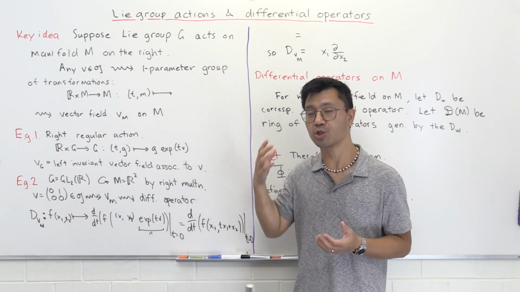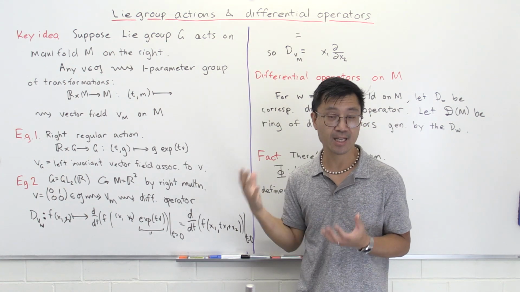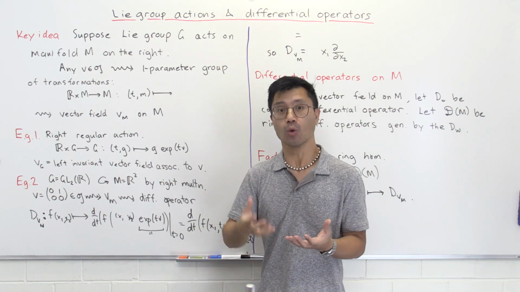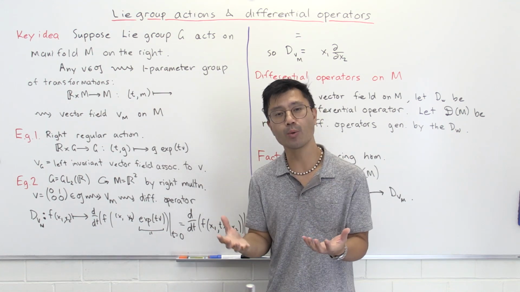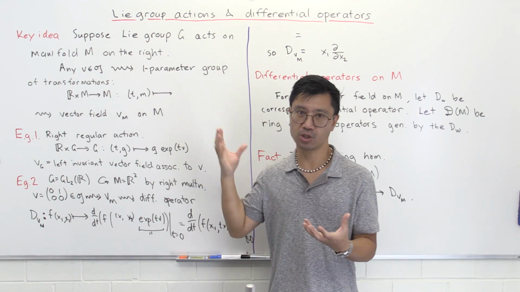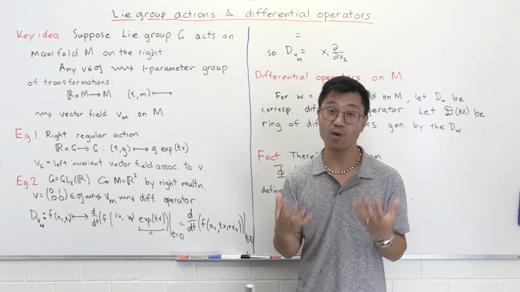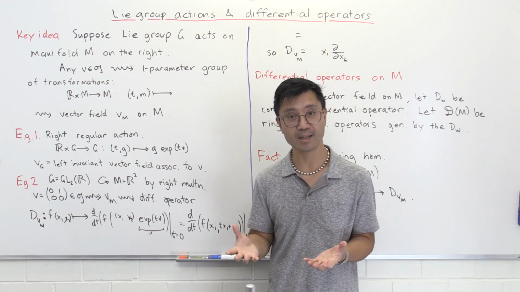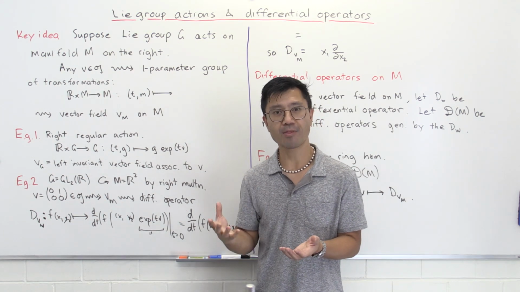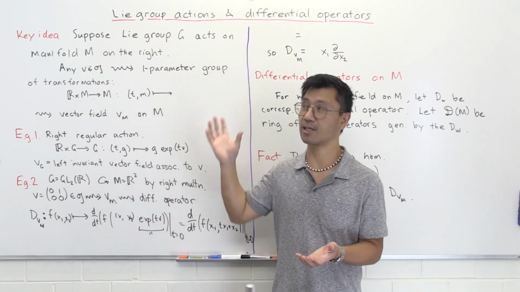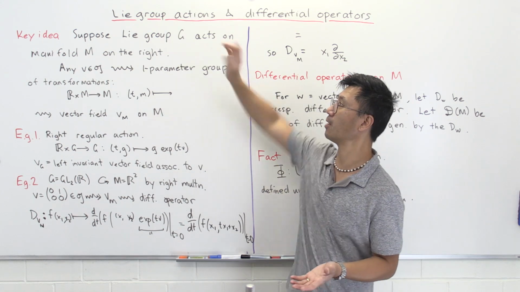In this video, I want to show you how, if you're given a Lie group action on a manifold, we can get differential operators out of that. And in so doing, what this will allow us to achieve is we can describe the universal enveloping algebra of GLn as differential operators, not on the Lie group, but rather just on Cn, which is a much easier thing to do and look at.